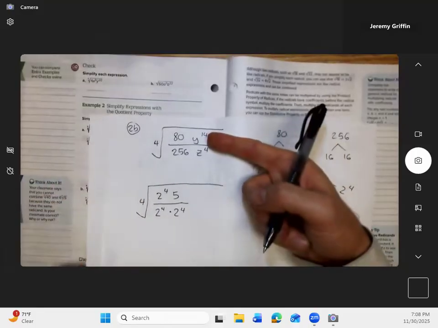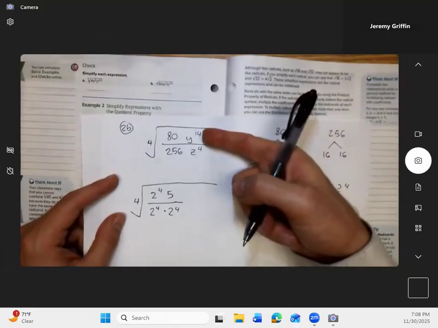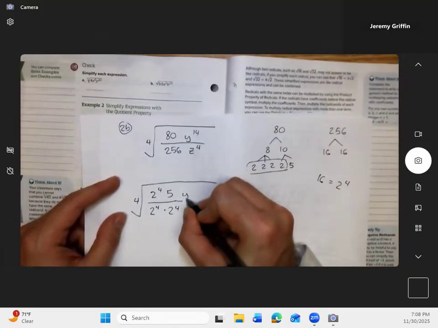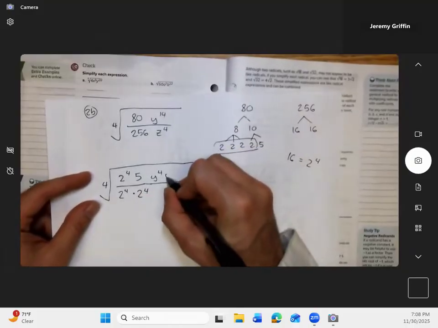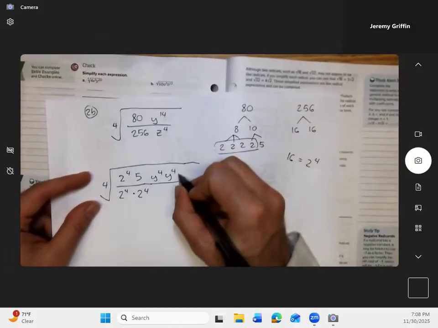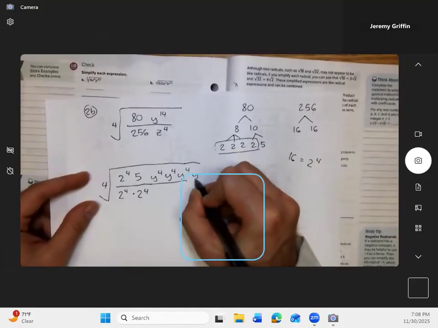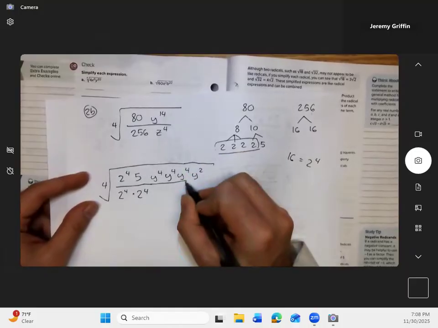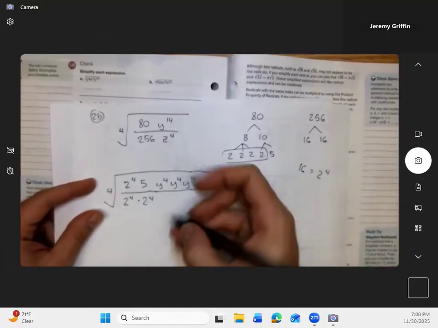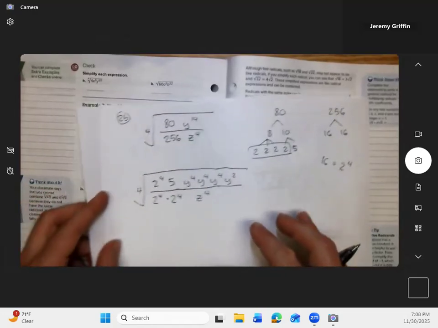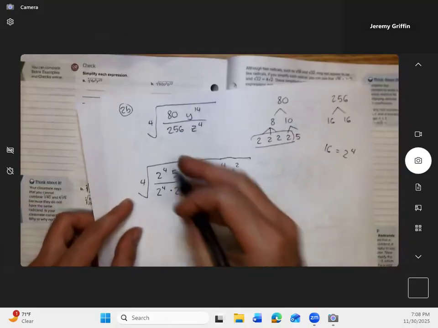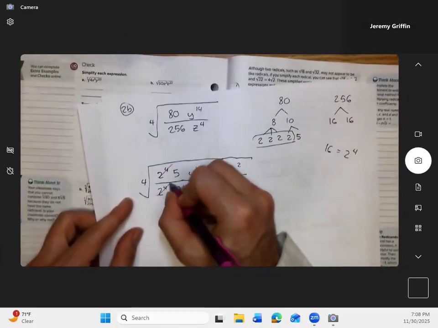Before I forget, let me get my y's and my z's in here. So y to the 14. Well, that's y to the 4, there's one group, because I'm looking for groups of 4. There's 4 y's, that brings me up to 8 y's, up to 12 y's, and I'll have 2 y's left over. Extend my radical, extend my fraction. And z to the 4, well, that's exactly like I wanted there. Okay, so now this is ready to take on some roots. Let's go ahead and cancel that.